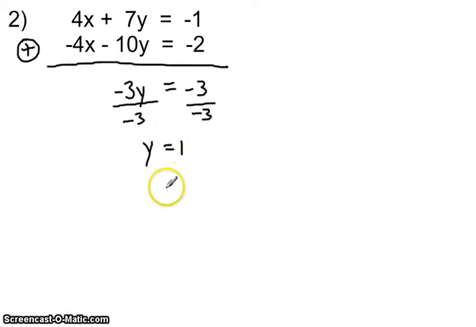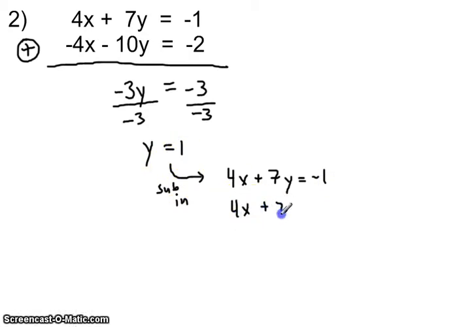So this time we found the y first. So now we've got to sub that into either one of these two equations to get the x value. I'm going to choose the top one again just because this one has a lot of negatives, so I'm just going to do that one. So it's going to be the 4x plus 7y equals negative 1. Sub in y equals 1 for that. So this is 4x plus 7 times 1 is equal to negative 1. So 4x plus 7 is equal to negative 1.